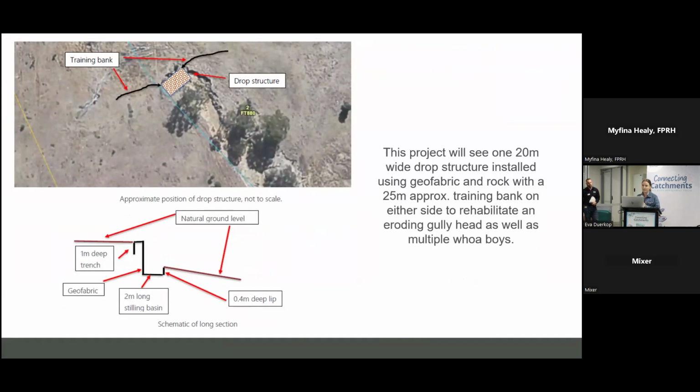The project was a 20-metre wide drop structure and used some geofabric and rock with training banks on either side to rehabilitate an eroding gully head, which you saw in the previous photo.